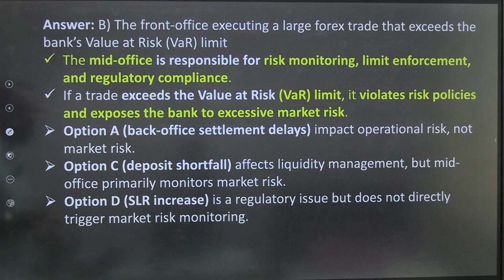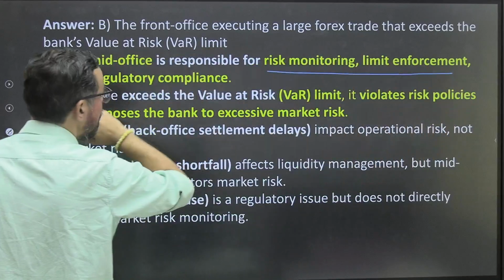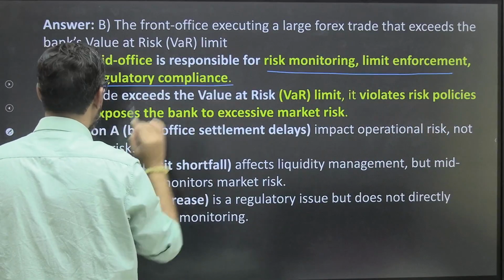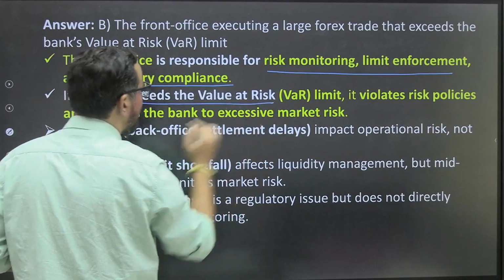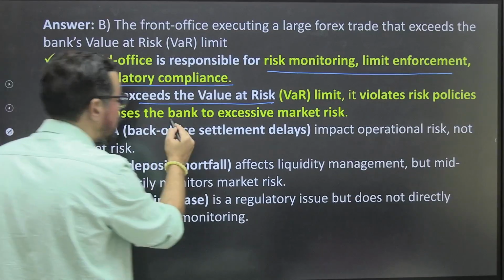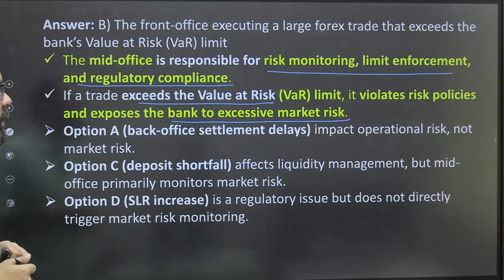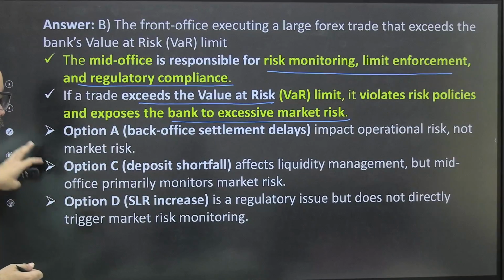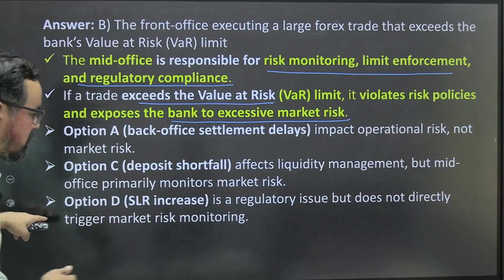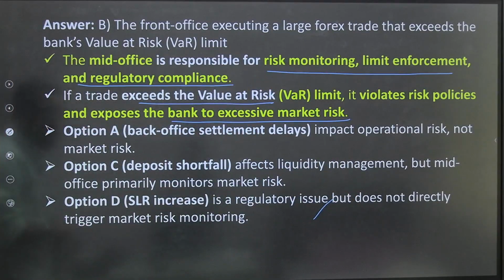Yes. So the mid office is responsible for risk monitoring, limit enforcement and regulatory compliances. If a trade exceeds the VAR limit, it violates risk policies and exposes the bank to excessive market risk. Back office function, settlement, impacts operational risk. This I want to check. A regulatory issue does not directly deal with the trigger of market risk monitoring.